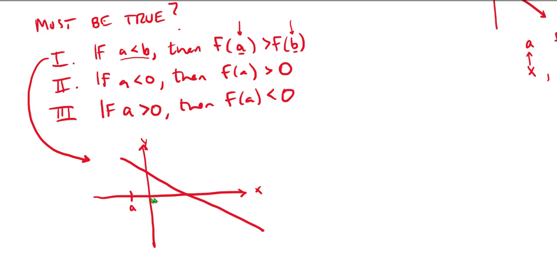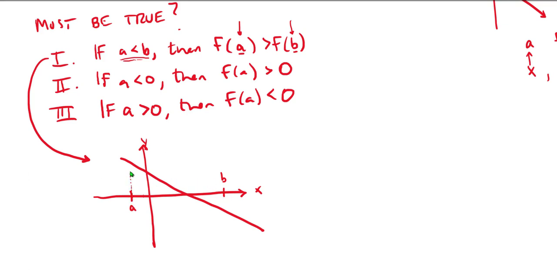So I'm going to pick an a value over here and a b value over here. Now keep in mind, the a doesn't have to be negative. The a value could actually be here. The b doesn't have to be positive. The b value could be over here. I'm just making sure that I'm satisfying that a is less than b. So the a x value has to be to the left of the b x value.